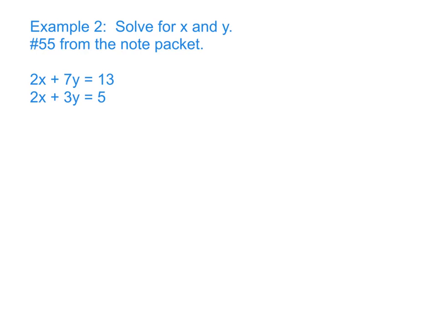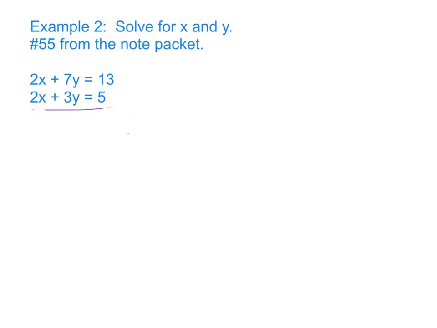Example 2, we are going to solve for x and y, and this is number 55 from the note packet. We have 2x plus 7y equals 13, 2x plus 3y equals 5. So like last problem, we're going to see if we can add these together to see if something cancels out. So if we add them, we'll get 4x plus 10y equals 18. So nothing eliminates. We still have our x's, we still have our y's, so I'm going to erase that.